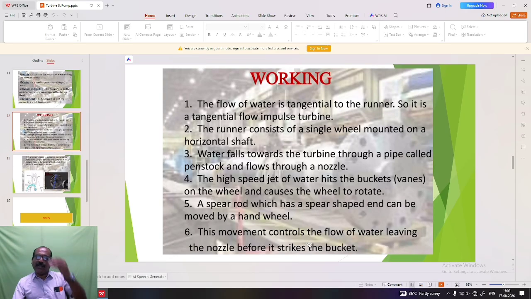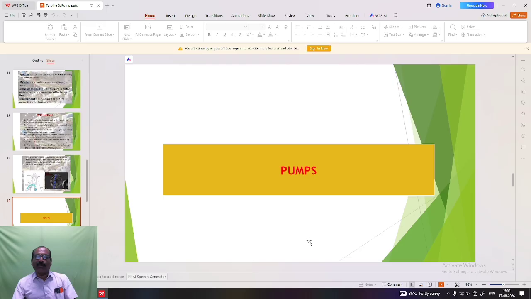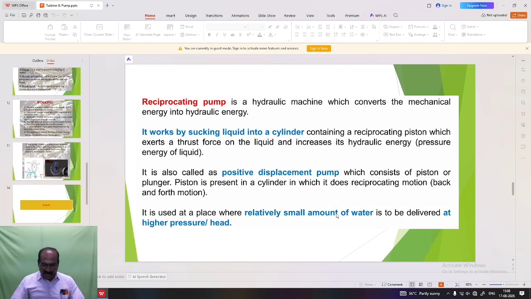This is the simple explanation for a turbine, and we have given an example of an impulse turbine, explaining the Pelton wheel. And now we are going to see about pumps. A pump is a device which, as we already said, converts mechanical energy into hydraulic energy. There are different types of pumps.